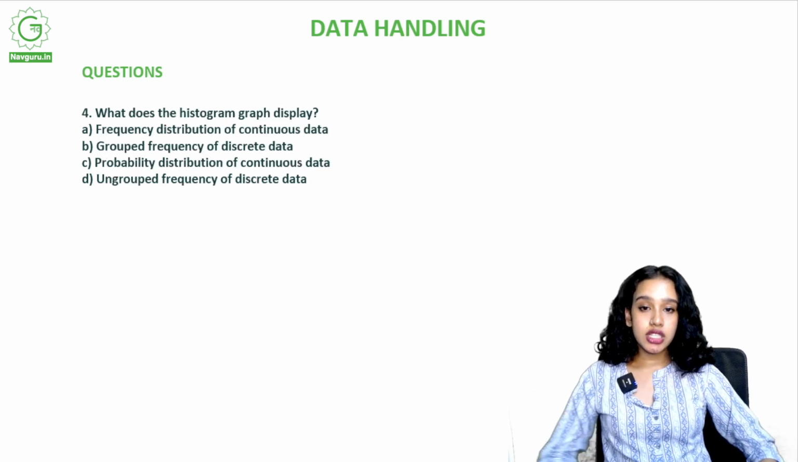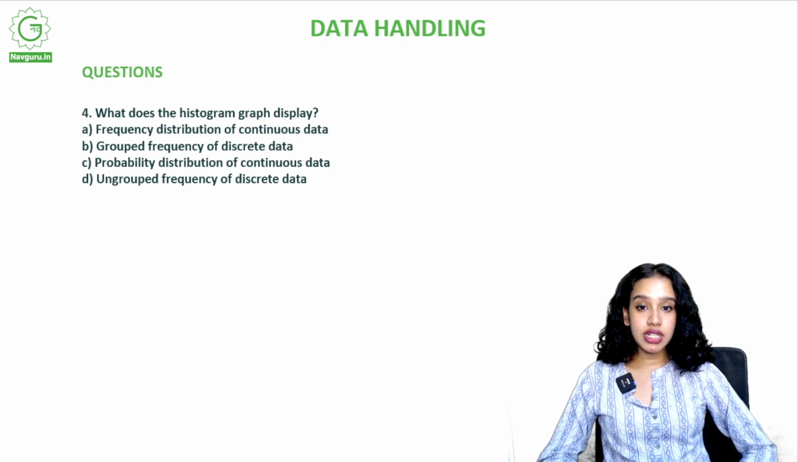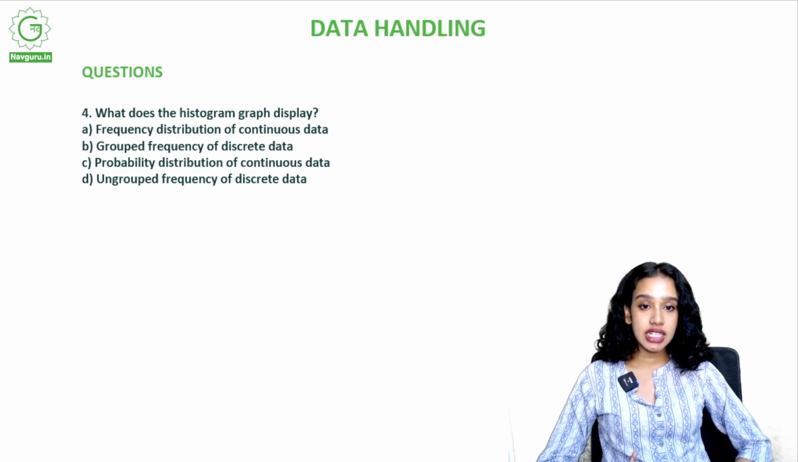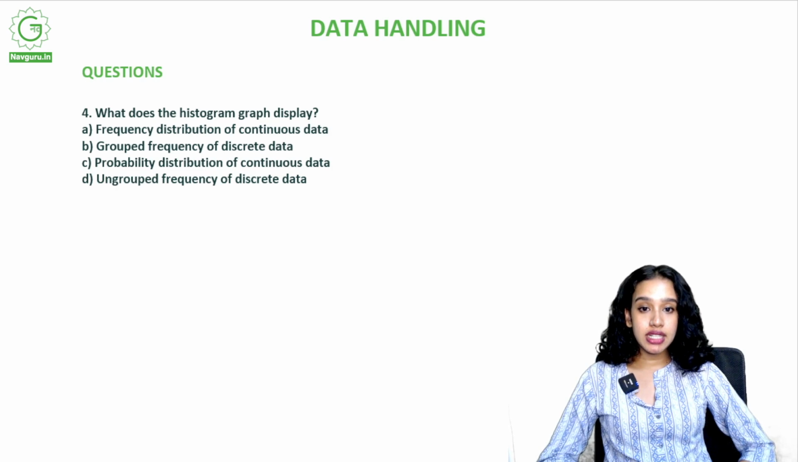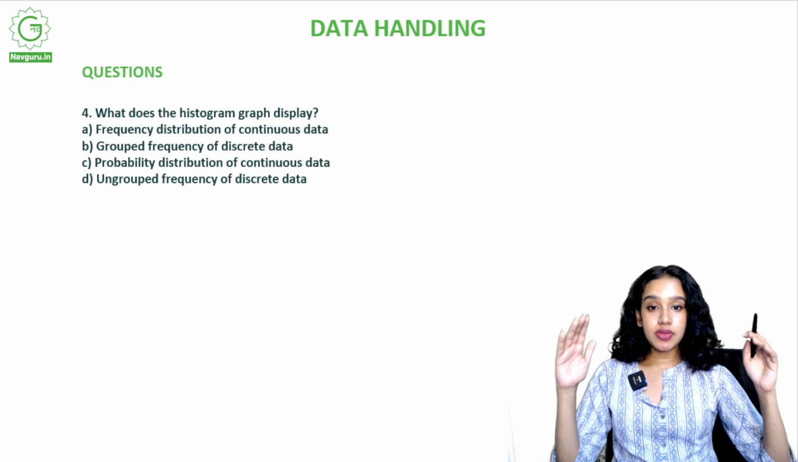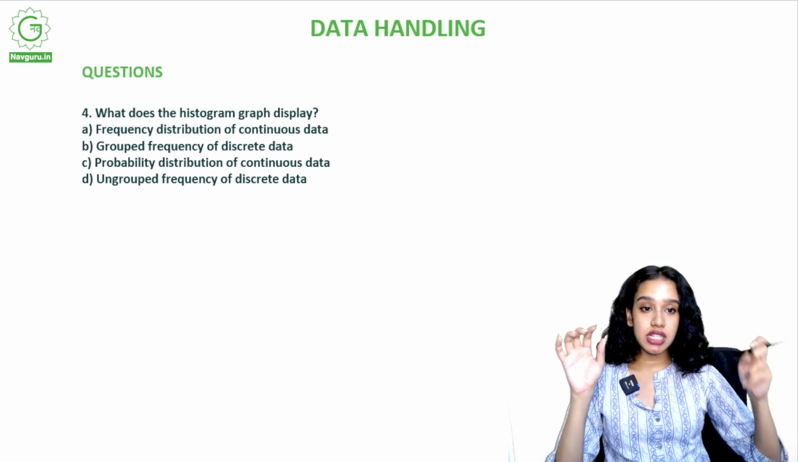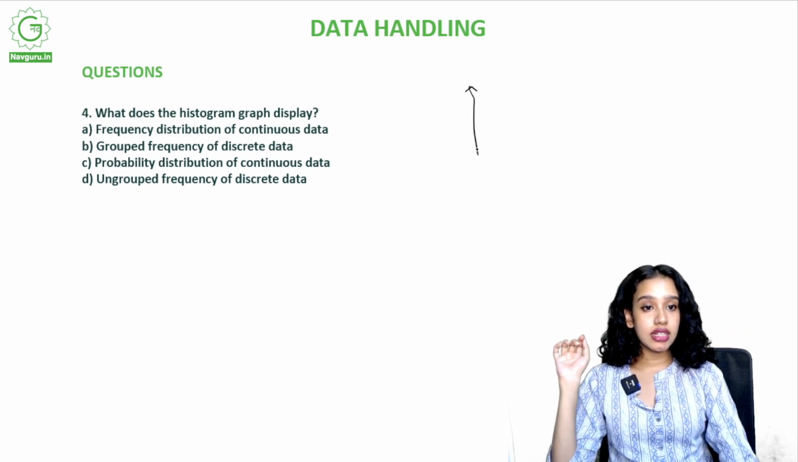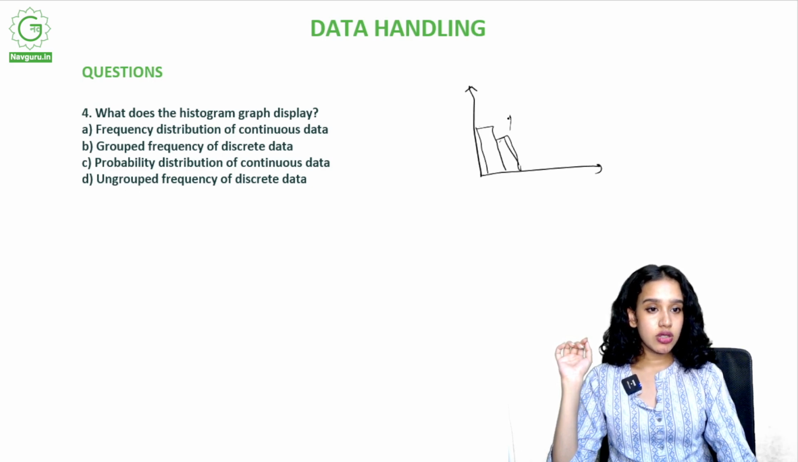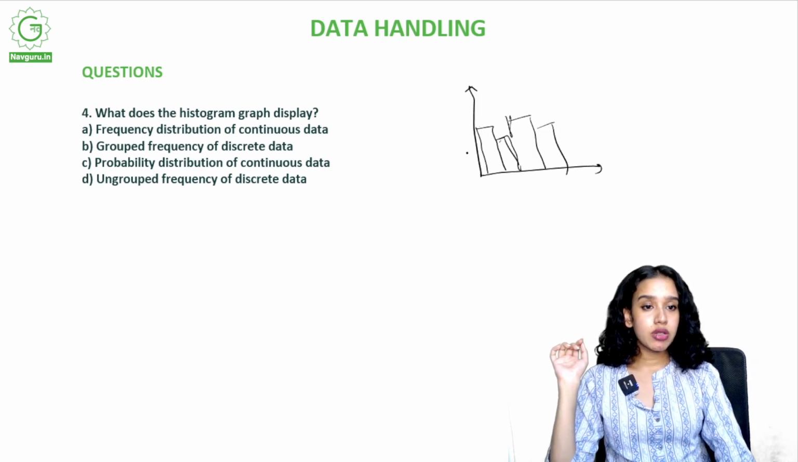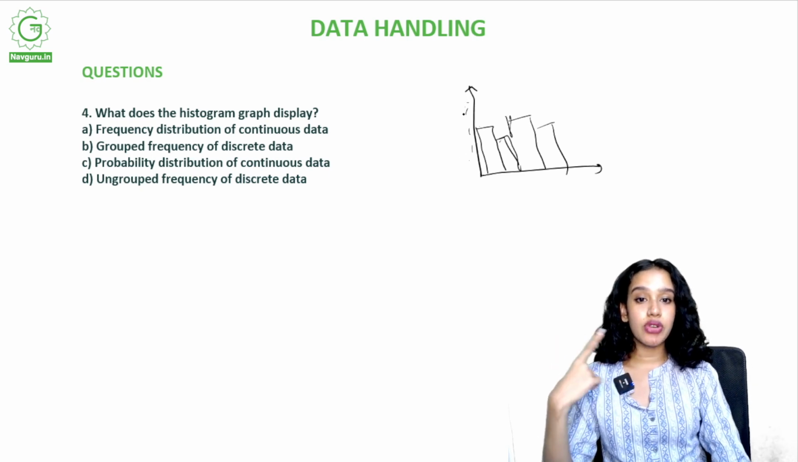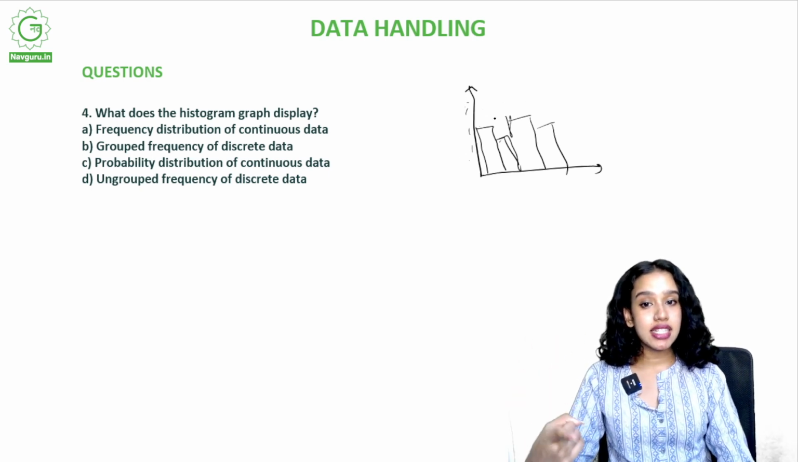Now let's move on to the next question. What does the histogram graph display? Frequency distribution of continuous data, grouped frequency of discrete data, probability distribution of continuous data, ungrouped frequency of discrete data. So we know what a histogram actually displays. How does a histogram look? We have a graph which is similar to a bar graph, right? So we have a graph like this. But what is this? This is the frequency of an event which is happening, right? And this is like discrete data.